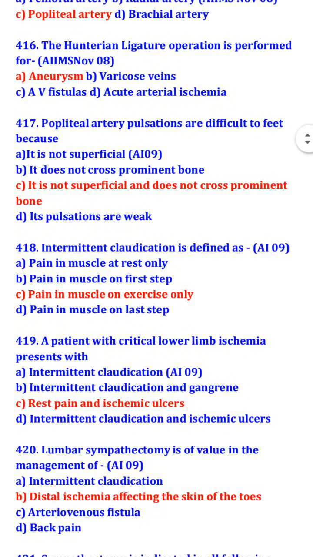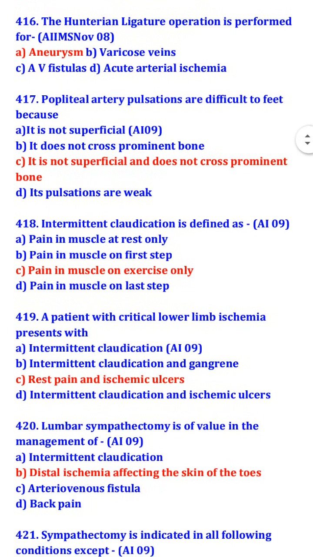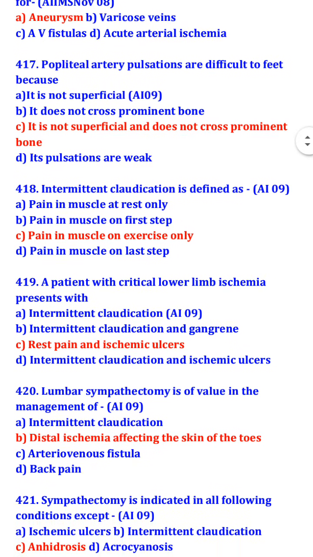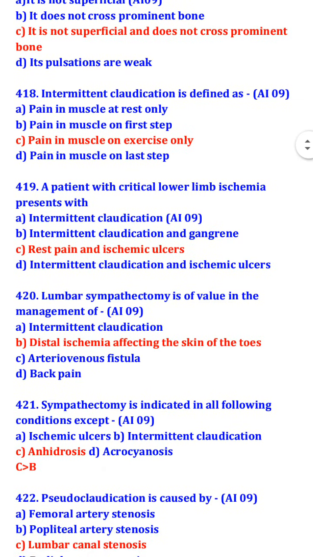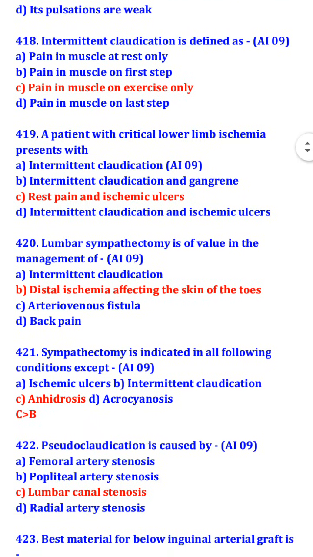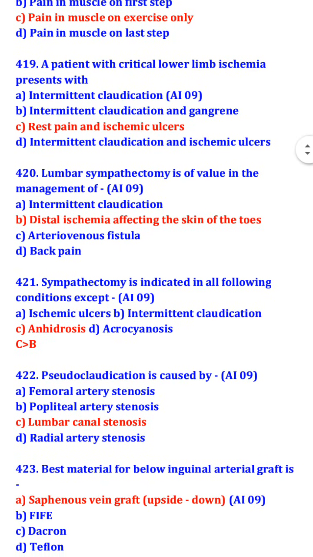Intermittent claudication is defined as pain in muscle on exercise only. A patient with critical lower limb ischemia presents with rest pain and ischemic ulcers. Lumbar sympathectomy is of value in the management of distal ischemia affecting the skin of the toes. Sympathectomy is indicated in all of the following conditions except anhidrosis. So, in which conditions is sympathectomy indicated? In ischemic ulcer, intermittent claudication, and acrocyanosis.